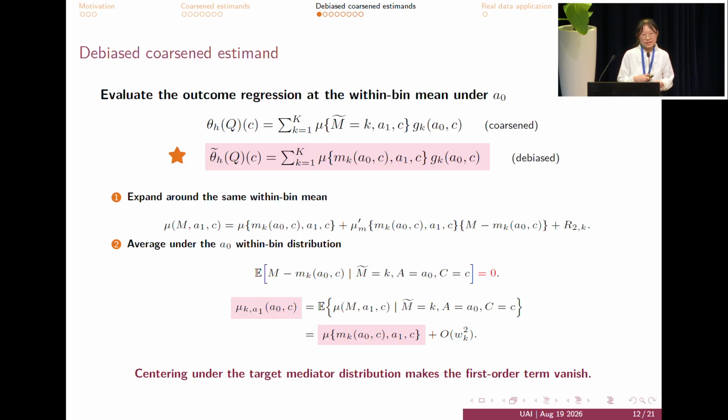We have the idea here because this centering could make the first order term average out, and then we only have the second order term in the within-beam difference. So this correction is nice because it works for any discretization rule, even under the small k.